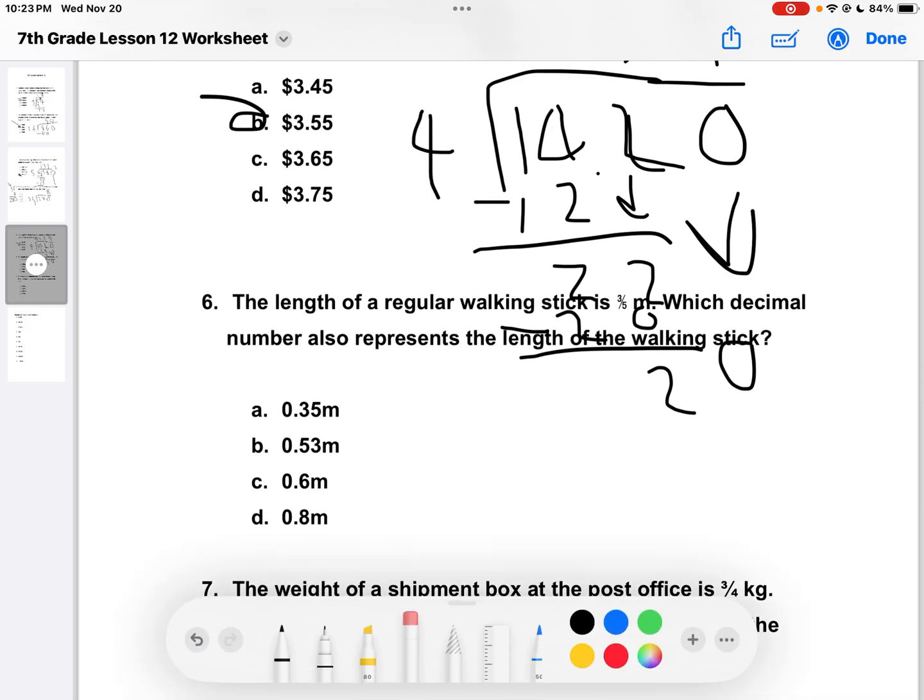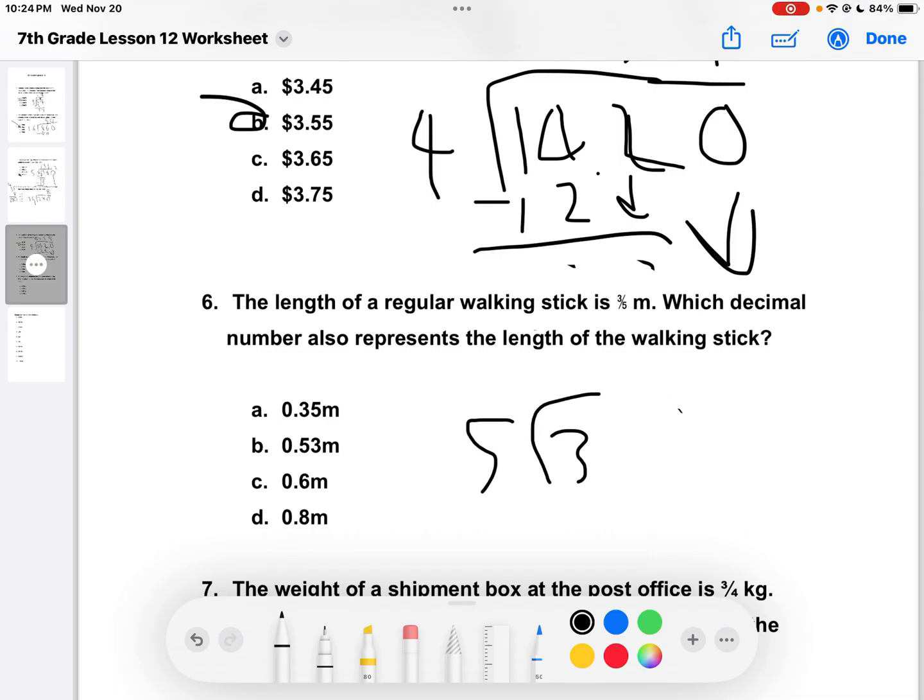Alright, number 6. The length of a regular walking stick is 3 fifths meters. Which decimal number also represents the length of the walking stick? So we just divide 3 by 5. It will be a decimal. 5 doesn't go into 3, so we'll put a 0. However, 5 goes into 30 exactly 6 times, so the answer will be C, 0.6.